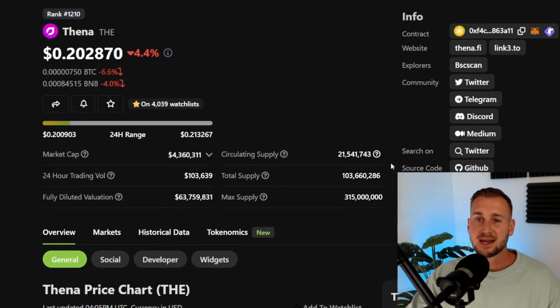So the price of the THE token right now is just 20 cents. The market cap 4.6 mil. Quite a lot of dilution to come. As we know, the max supply is rather large there due to the emissions. As we saw, this is the flywheel. This is how it works. The token needs to be circulating to incentivize actors within this flywheel.